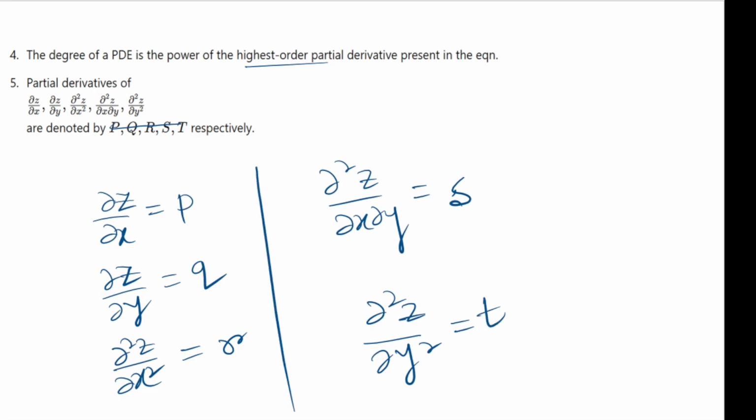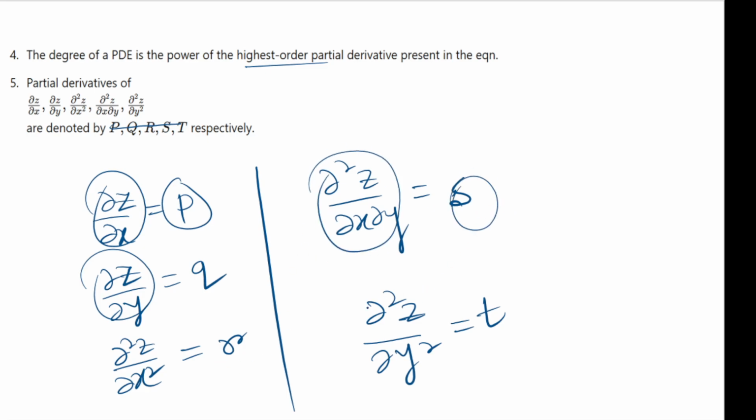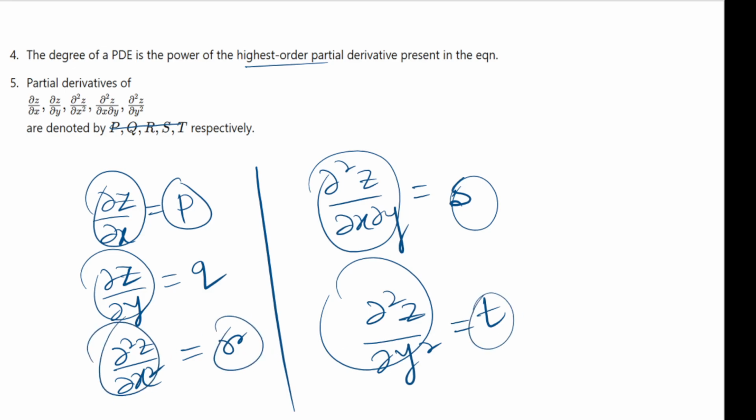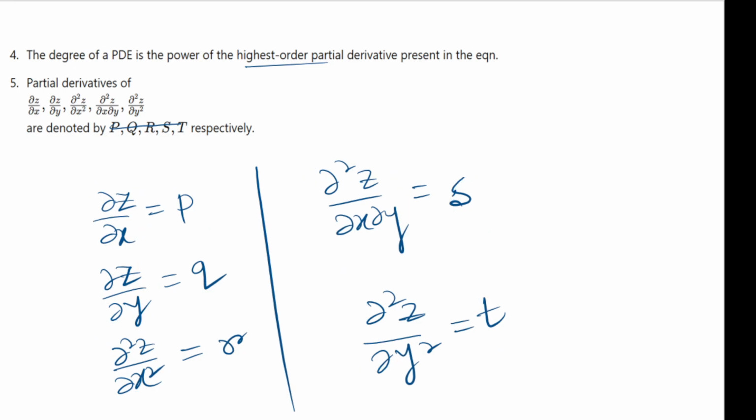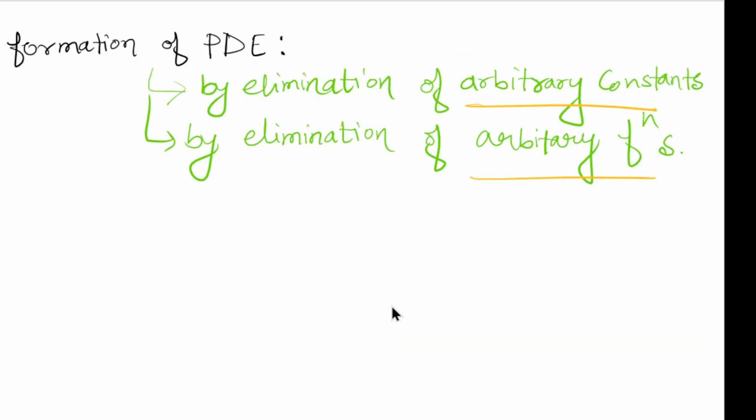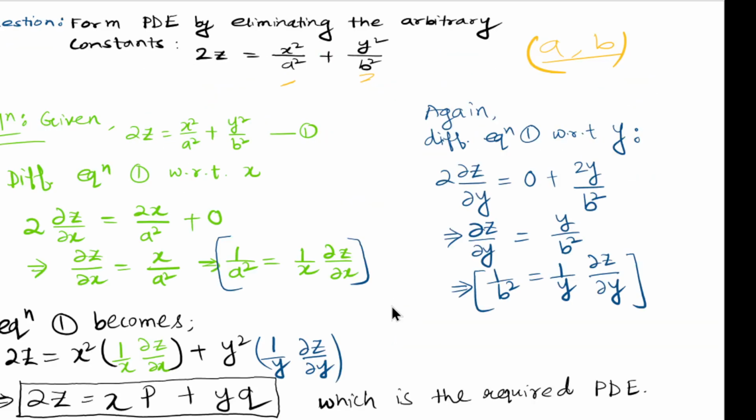So they are just conventions. You can write p in place of dz/dx, q in place of dz/dy, and so on. You can replace this with s, and you can replace this with t as well as replace this with r. So there are some conventional representations you can see. After that I'm going to move forward to solve question number 1.